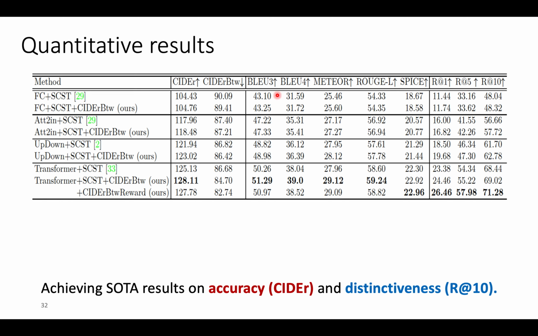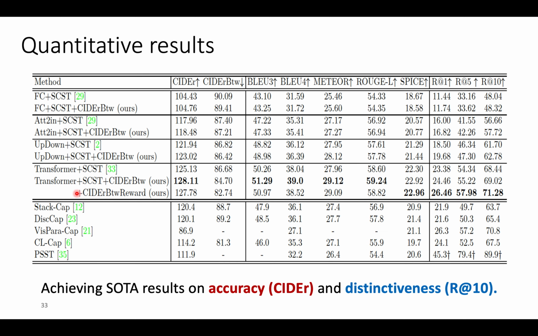From this table, we can tell all baseline models obtain better performance when using CIDEr between weights in training process, which suggests that our method is widely applicable to many existing models. When compared to other models that aim to generate distinctive captions, our model is able to achieve state-of-the-art accuracy and distinctiveness.